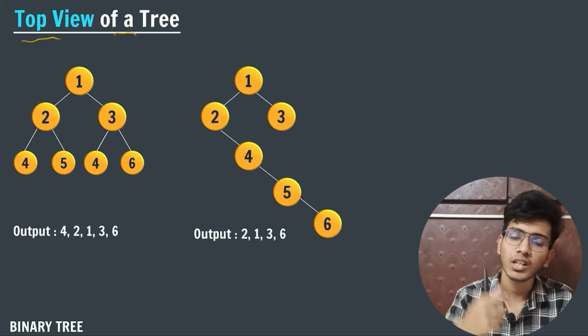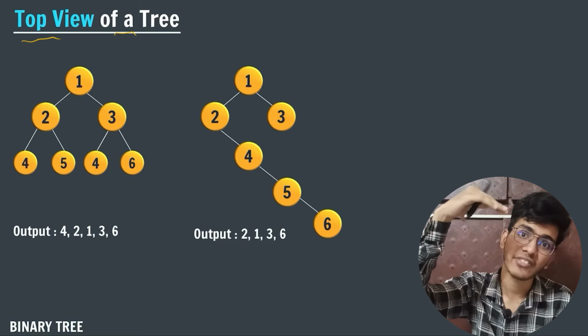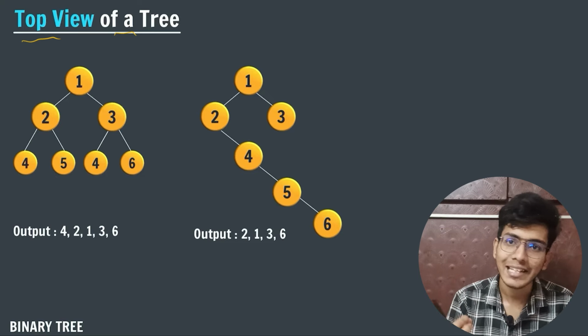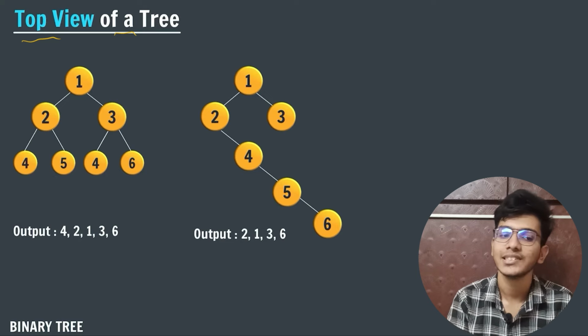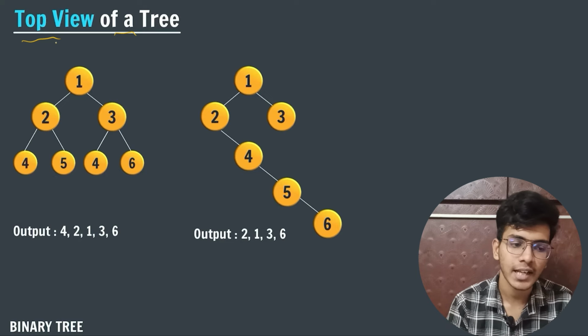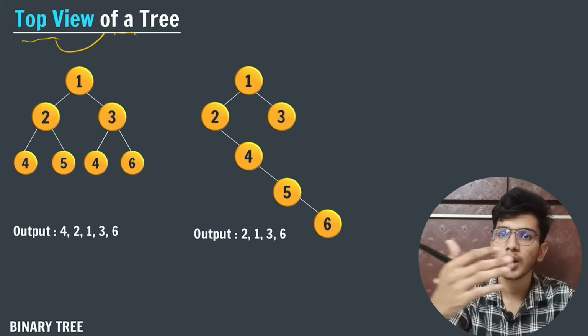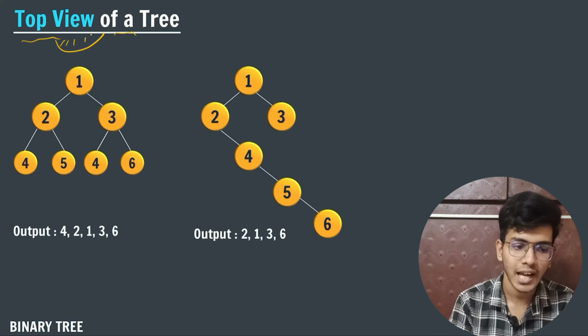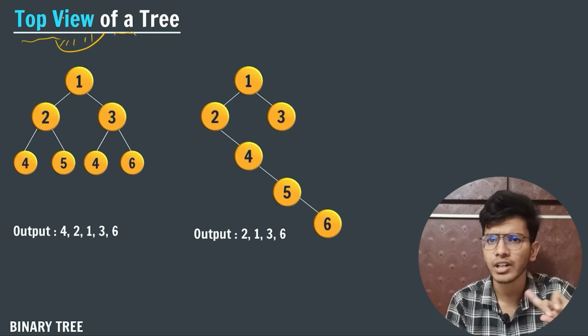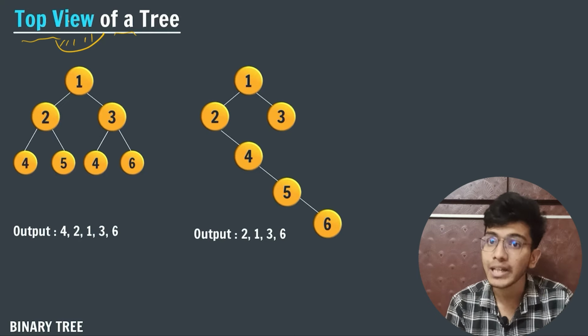Now if I see the tree from the top side, what are the values I will see? I need to print those values. This is the basic ask of my question. To understand this question, let us say that I have fixed a lens on top of this tree. So this is my lens, and if I see from the top side, whatever values I am seeing, I need to print those values.